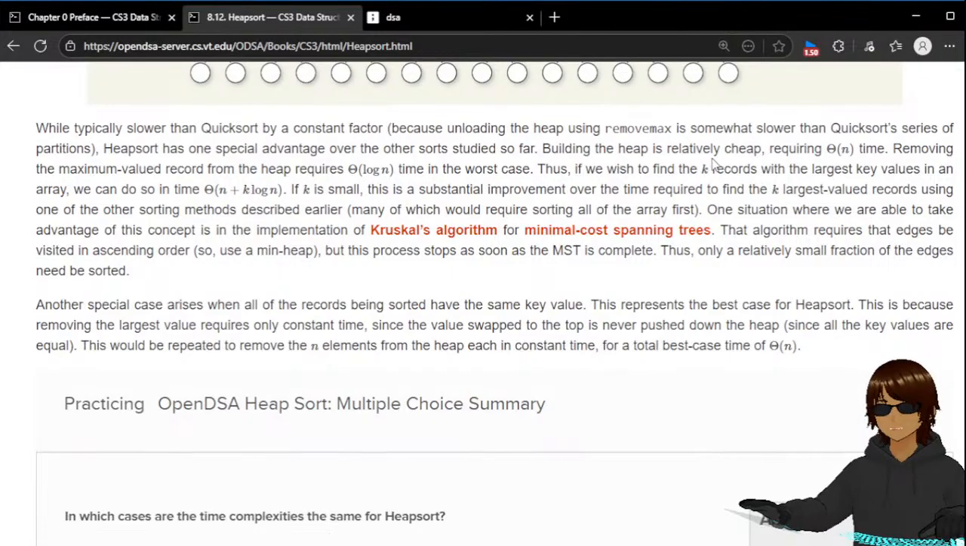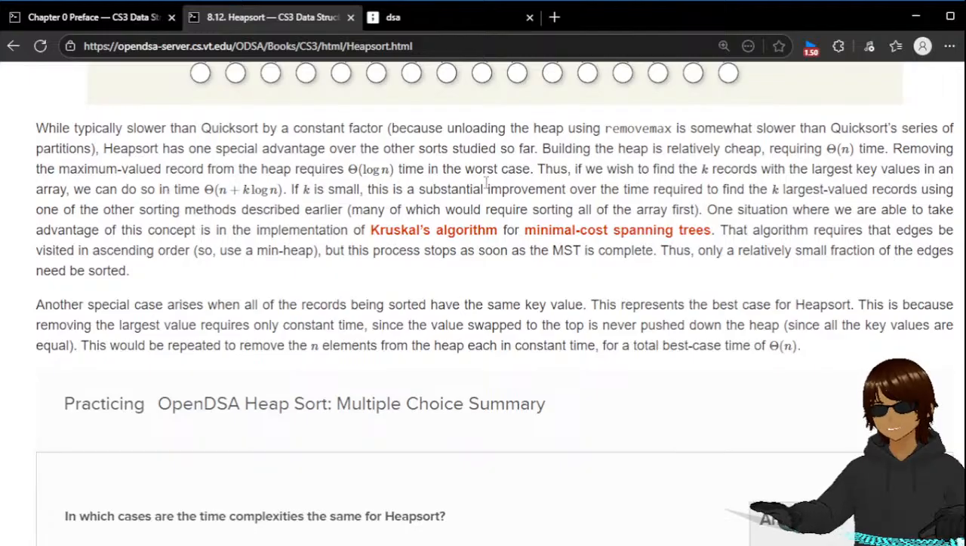Building the heap is relatively cheap, requiring theta n time. Removing the maximum valued record from the heap requires theta log n time in the worst case. Thus, if we wish to find k records with the largest key values in an array, we can do so in theta n plus k log n. K records with the largest key values in the array.